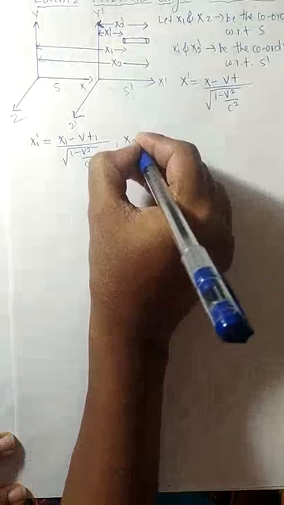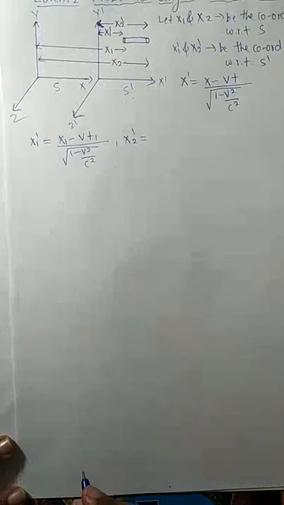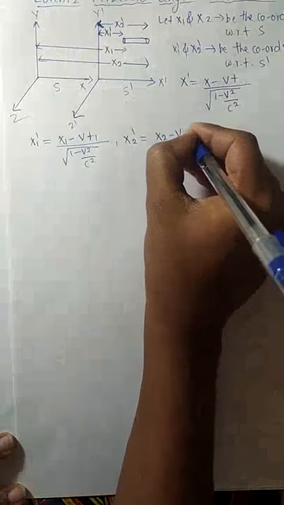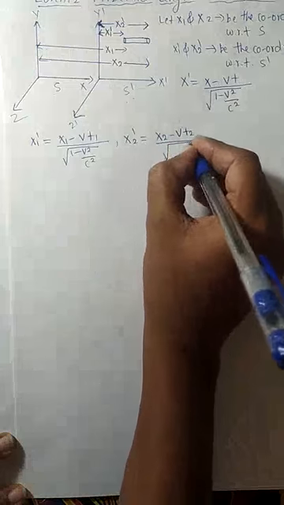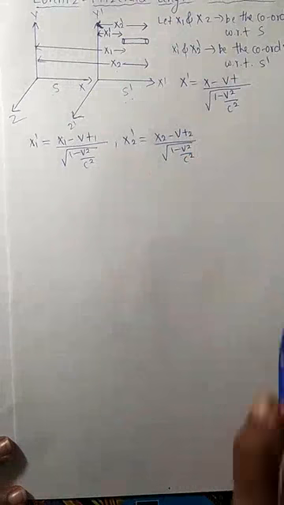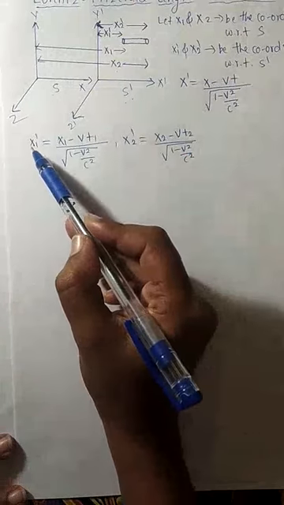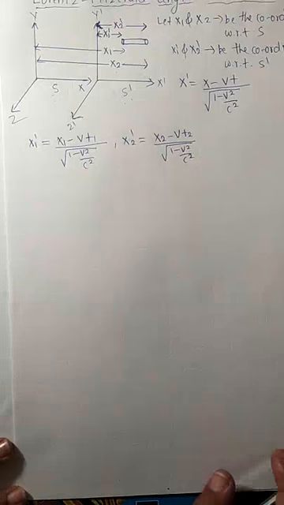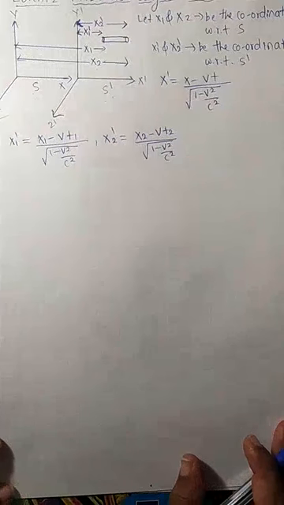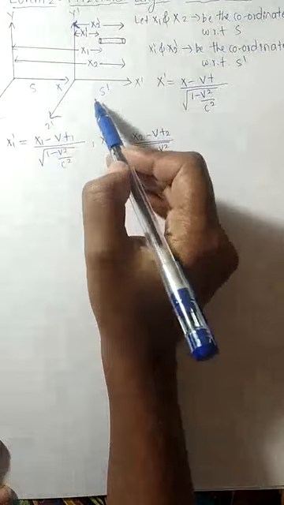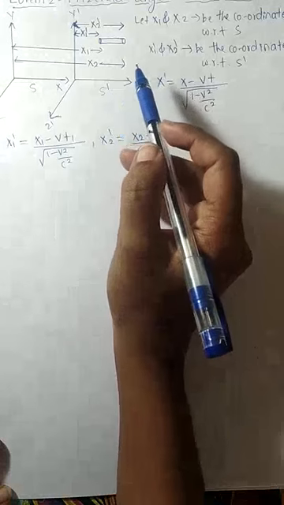Now the same equation if you write in terms of x2 dash, how are we getting it? We are getting x2 dash is equal to x2 minus v into t2 divided by square root of 1 minus v square by c square. So in terms of the Lorentz transformation equation, we got x1 dash and x2 dash. So both equations we got. Now already what I said is, when we are observing, when they are calculating the length with respect to S and with respect to S dash, how are they getting the value.